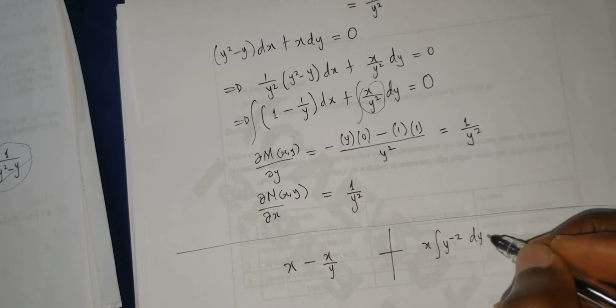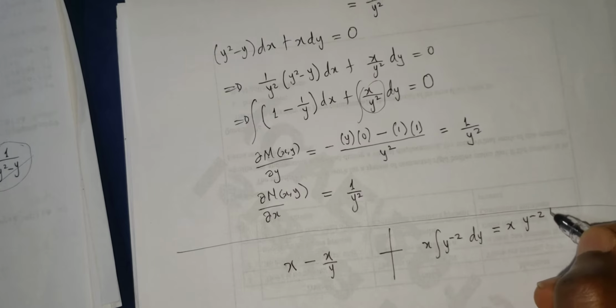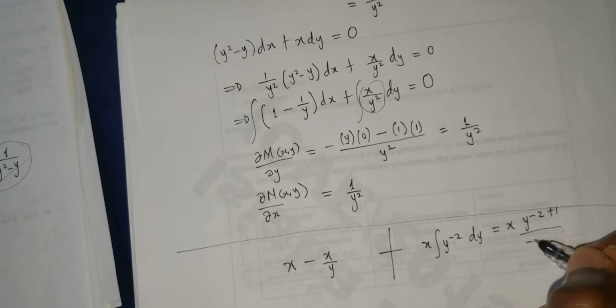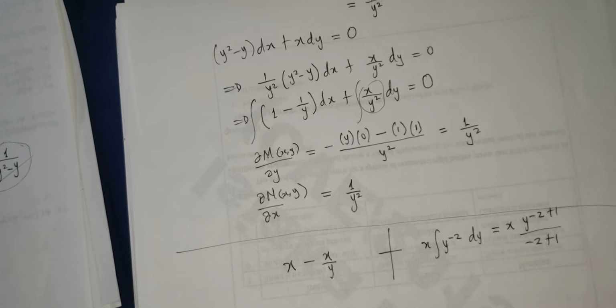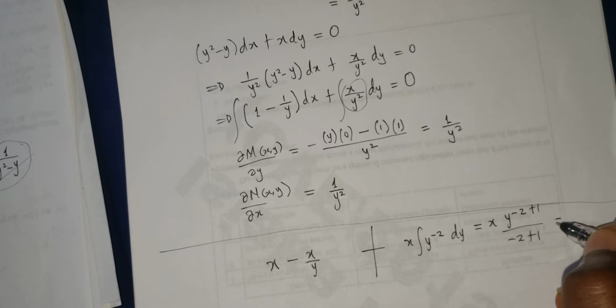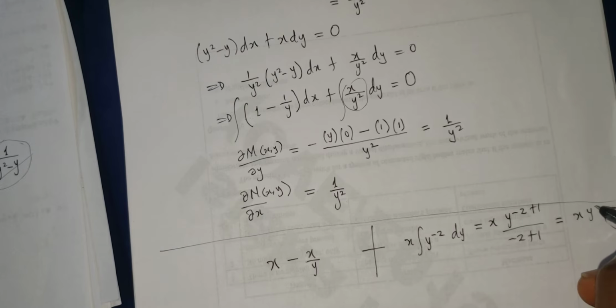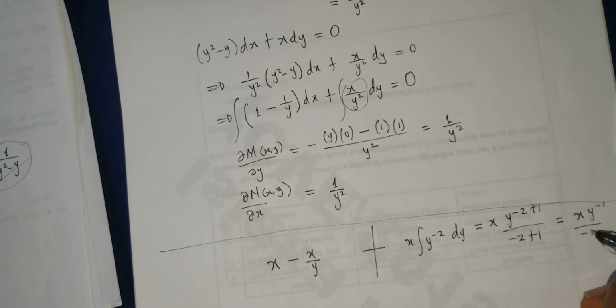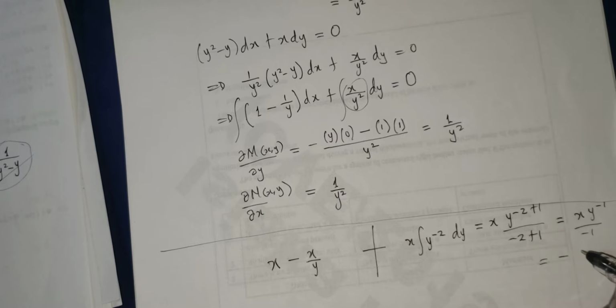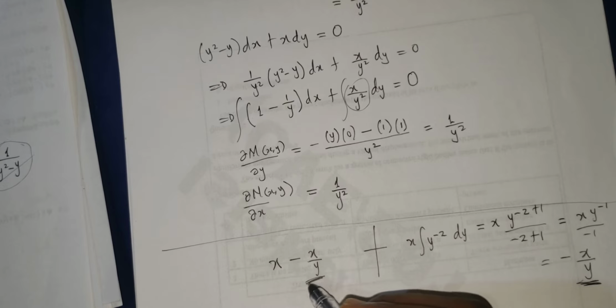So we're considering this part alone, and this will be equal to x y minus 2 plus 1 over minus 2 plus 1. So at the end of the day, we're going to have this to be equal to x, y minus 2 plus 1, that's minus 1 over minus 1. So this is going to be minus x over y. So you can see minus x over y is here, minus x over y is here.